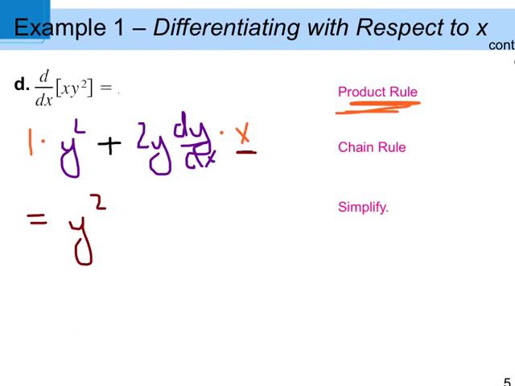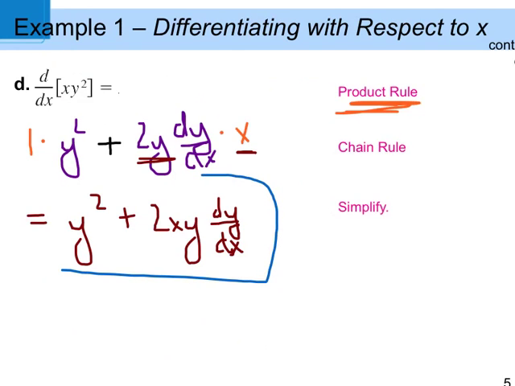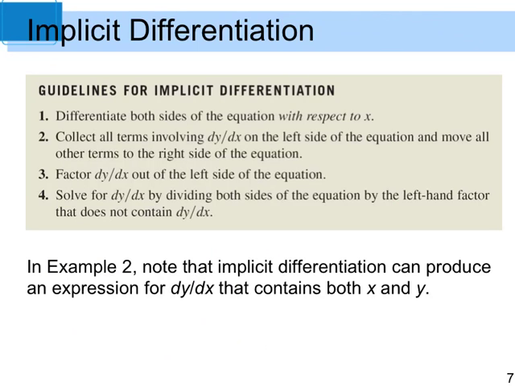And why don't I put these together and put them in alphabetical order. So plus 2xy dy/dx. So that's differentiating an implicit expression, where the x's and y's are mixed together. In general, here are your guidelines to differentiate implicitly.